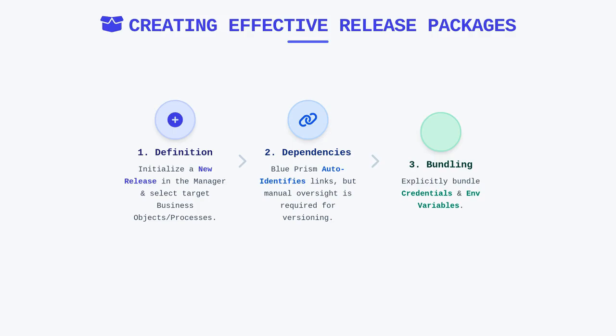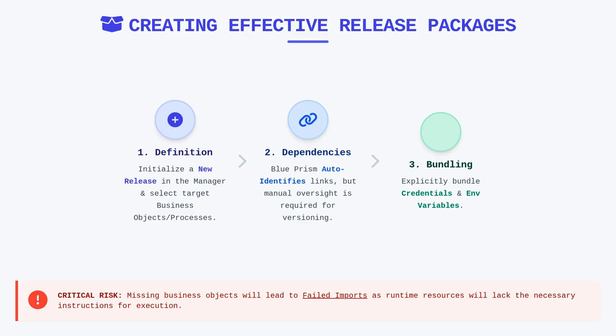For instance, if a process relies on a specific credential or an environment variable, these must be explicitly bundled into the package definition. Failing to bundle a dependent business object will result in a failed import, as the target environment will lack the necessary instructions for the runtime resources to execute the logic.